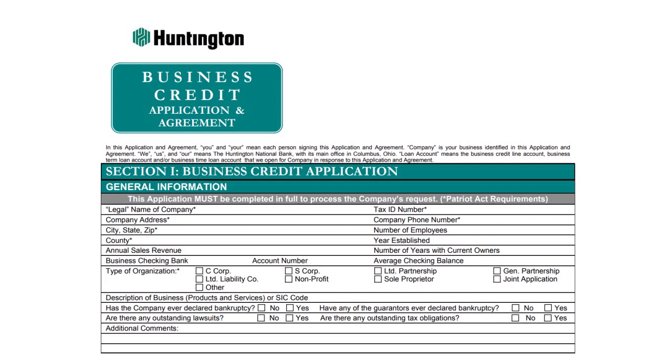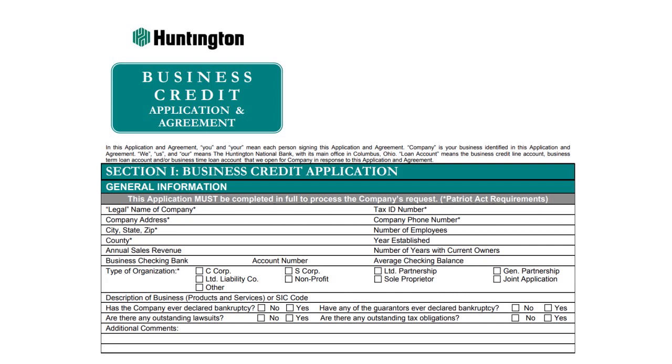The other 3 are balance sheet, income statement, and statement of cash flows. And here they're asking you for a business checking bank. So where you have a business checking account right now, it's a lot better to have everything with Huntington Bank if you want to get a loan from them, especially the $350,000 loan. They want you to put the account number and the average checking balance.